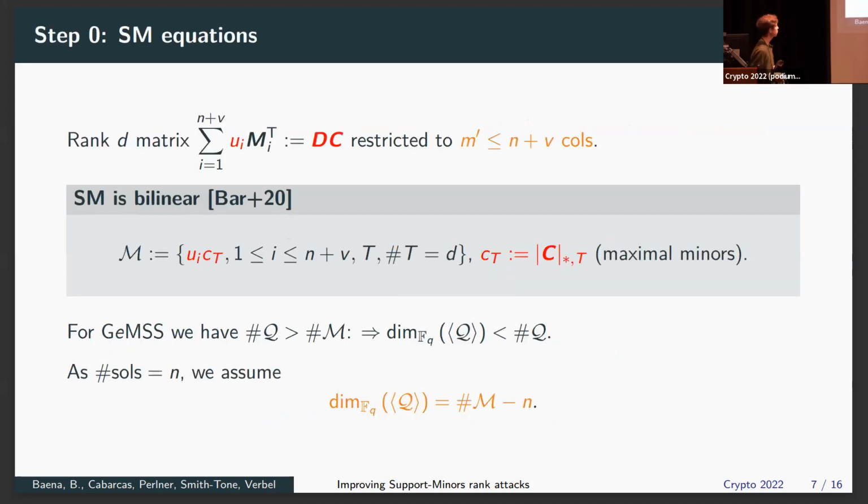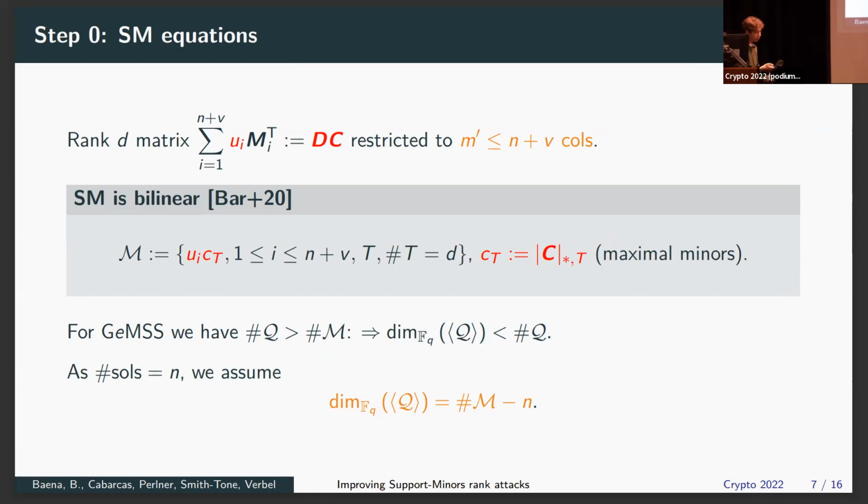And this was a bit of an issue because we really wanted to apply the support minors modeling, which is usually used to solve MinRank. So in fact, we'll see that our attack will be, instead of linearizing a system, more convenient to see as a form of Gröbner basis computation. So here we start from this matrix, and in fact, we are going to restrict ourselves to only a subset of columns in there.